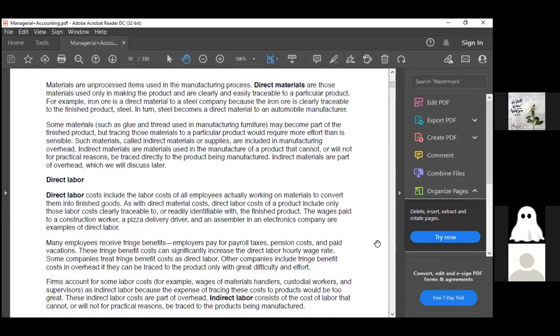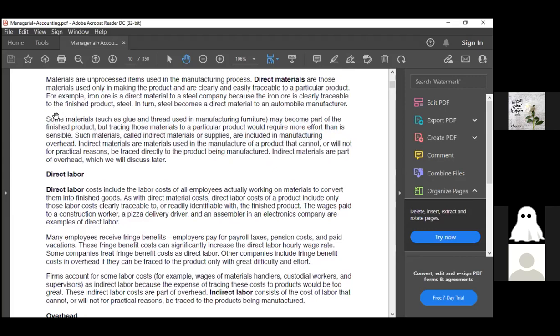Okay, so an important thing to remember now, after we made some solutions yesterday. So this is the definition we're given. Now for direct labor. Direct labor cost includes the labor cost of all the employees actually working on the material to convert them into finished goods. As with direct materials, the direct labor cost of a product includes only those labor costs clearly traceable or readily identifiable with the finished product.